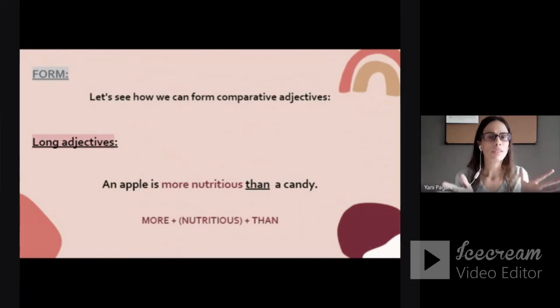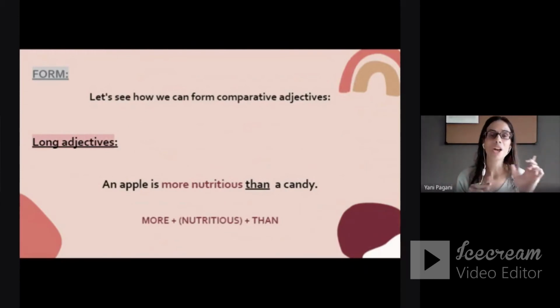Okay, this has a different form, okay? In the case of nutritious, for example, I say an apple is more nutritious than a candy. Nutritious is a long adjective. It has many letters. So I am not going to incorporate the letters ER to the adjective. In this case, I am going to incorporate the word more before the adjective.